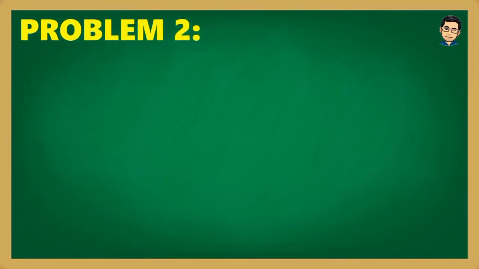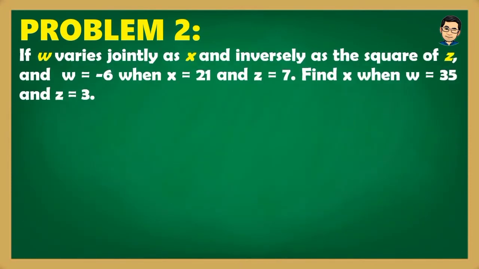So for the next problem, if W varies jointly as X and inversely as the square of Z, and W is equal to negative 6 when X is equal to 21 and Z is equal to 7, find X when W is equal to 35 and Z is equal to 3. So let's have the equation of variation. So if W varies jointly as X and inversely as the square of Z, can be written as W is equal to KX all over the square of Z, that is Z squared. Ayan po ang kanyang equation of variation.